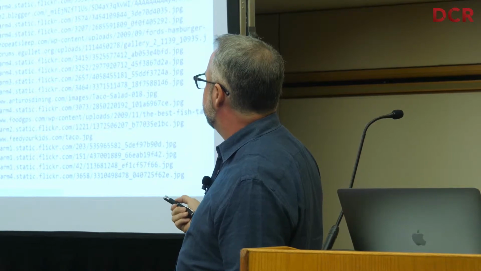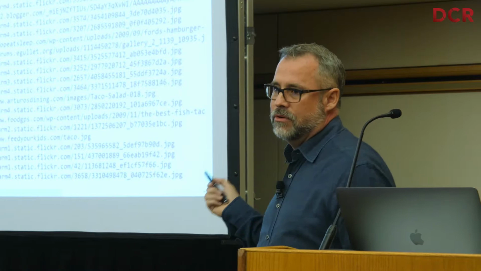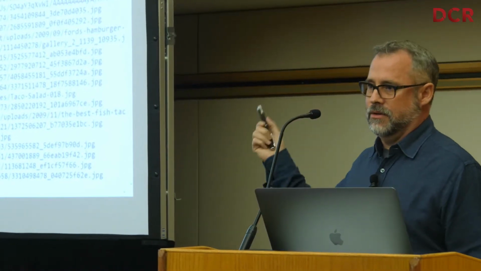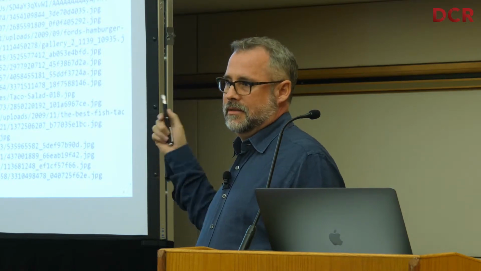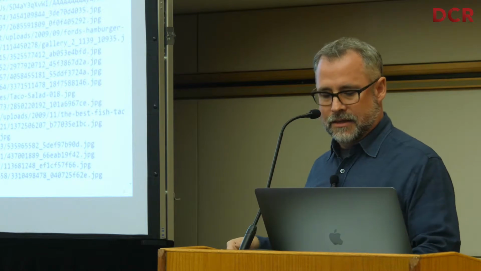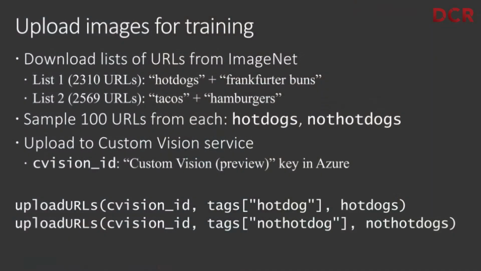You can, for example, search for hot dog, but what you get out of that if you download things is just a list of URLs that represent the hot dogs on the web. And so it would have been a real pain for me to go to each of these and download them and then upload them into the service. So instead I used R and interfaced with the API for Custom Vision to do this. So to get my images to work with, I searched for hot dogs on ImageNet and also things that were related like frankfurter buns. That gave me about 2,300 URLs to work with.